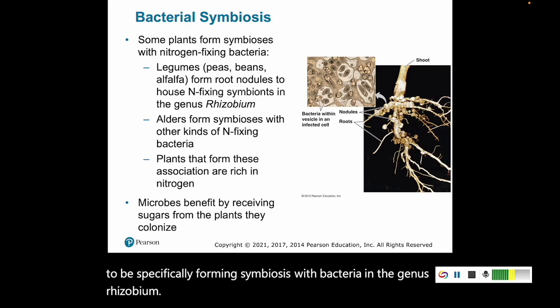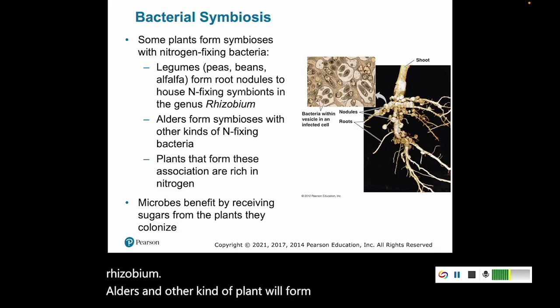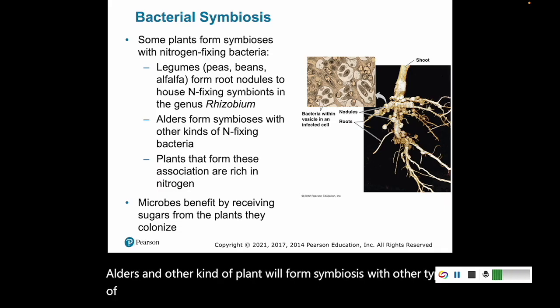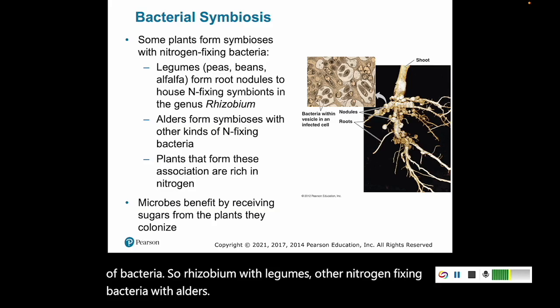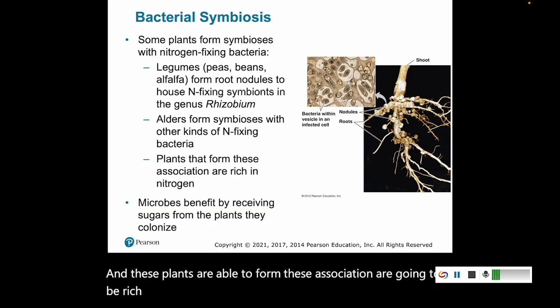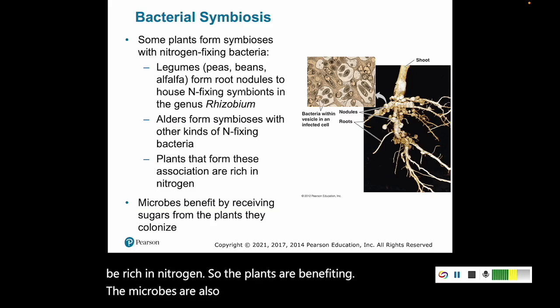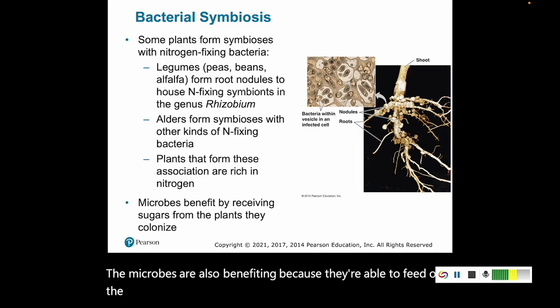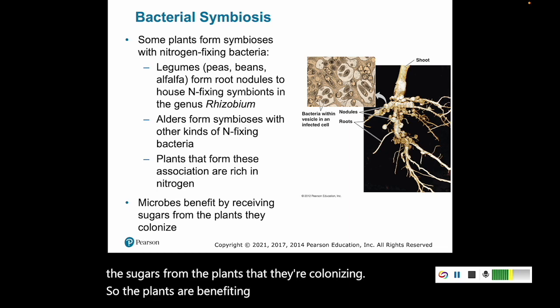Alders, another kind of plant, will form symbiosis with other types of bacteria. So Rhizobium with legumes, other nitrogen-fixing bacteria with alders. And these plants that are able to form these associations are going to be rich in nitrogen. So the plants are benefiting. The microbes are also benefiting because they're able to feed on the sugars from the plants that they're colonizing. So the plants are benefiting and the microbes are benefiting. What type of symbiosis is that?